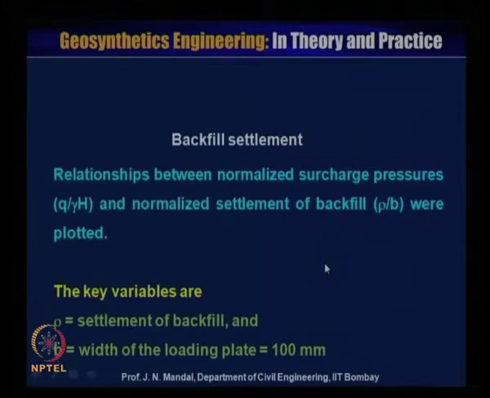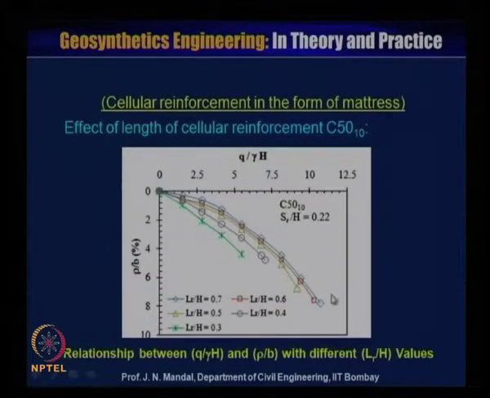For backfill settlement, the relationship between normalized surcharge pressure Q by gamma H and normalized settlement of the backfill rho by B was plotted. Here the key variable rho is the settlement of the backfill material and B is the width of the loading plate, that is 100 millimeter. This is the cellular reinforcement in the form of mattress, showing the effect of length with cellular reinforcement C5010. This is the relationship between Q by gamma H and rho by B with different LR by H ratios.